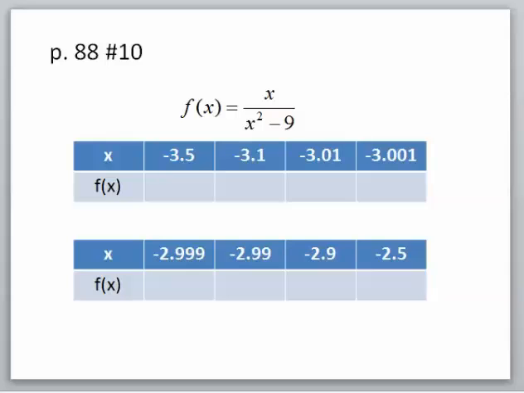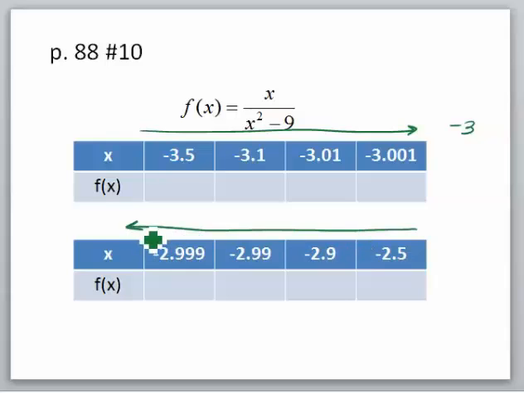as x approaches negative 3, because this is approaching negative 3 from the left, and this would be approaching negative 3 from the right. And so what I'm going to do is look at this function and see what's happening at negative 3. So we're really looking at the limit as x approaches negative 3 of x over x squared minus 9.